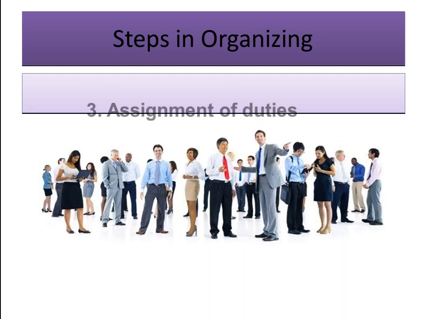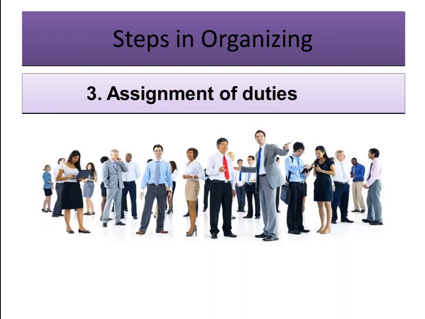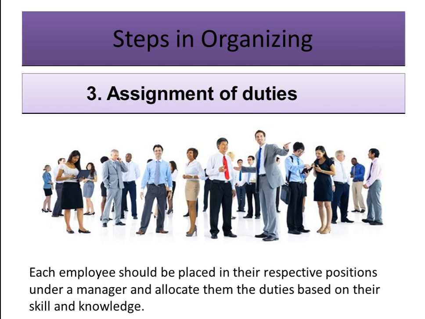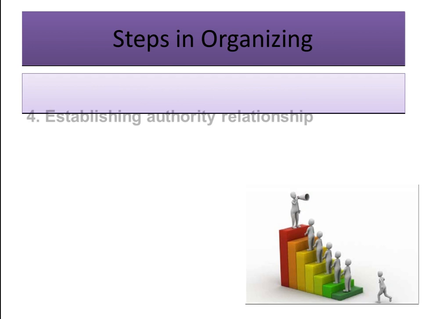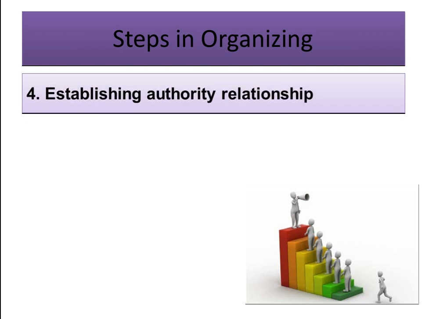So next process, assignment of duties. We divided the work, then assigned the duties to the various people. Each employee should be placed in their respective position under a manager and allocate them the duties based on their skill and knowledge. So next one is establishing authority relationship.